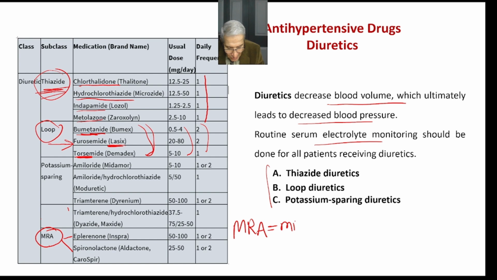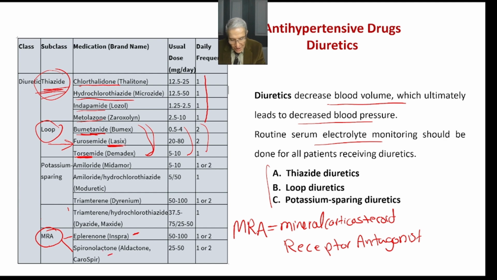stands for mineralocorticoid receptor antagonist. And we have 2 medications, eplerenone and spironolactone. We have a new medication now in the market called finerenone. New medication, Kerendia.